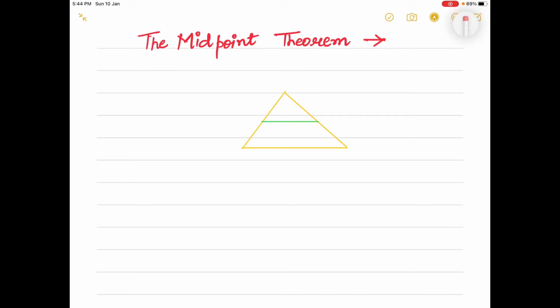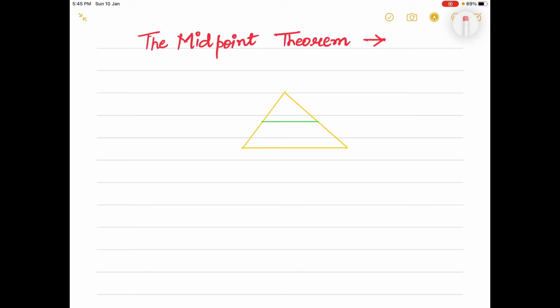So let's start. What is the midpoint theorem? We have studied many properties of a triangle as well as quadrilaterals. So now let's study another result which is related to the midpoint of the sides of a triangle, and how do we have to understand this theorem.